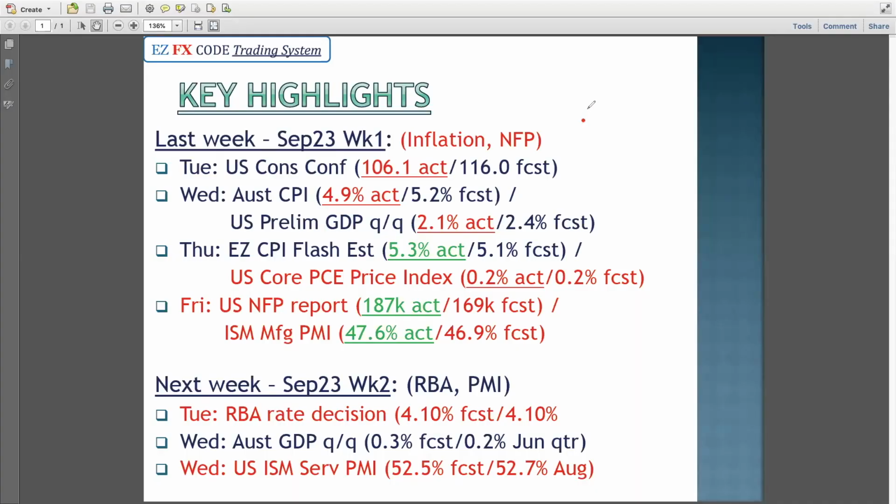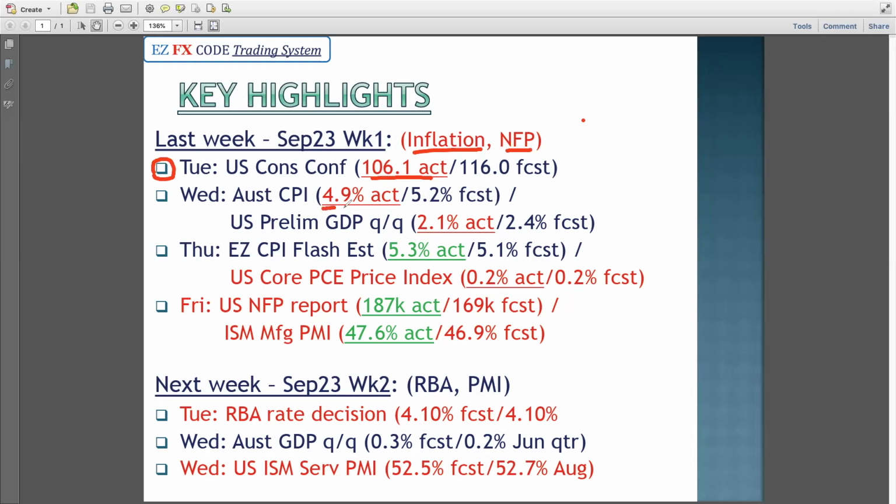Let's review what the main fundamental drivers were for last week, with focus on inflation, and then finally on the NFP report from US on Friday. I didn't add the consumer confidence on Tuesday, but looks like it did have some impact on the price action for the US dollar, with a surprising lower figure than expected. And this triggered the US dollar lower.